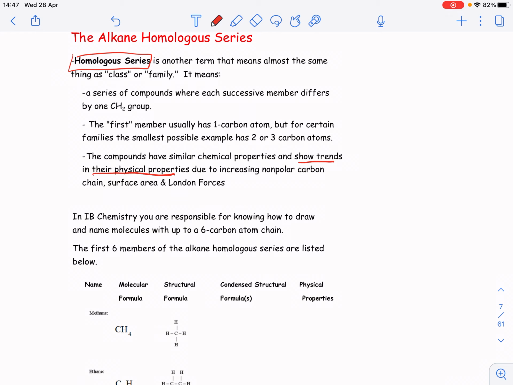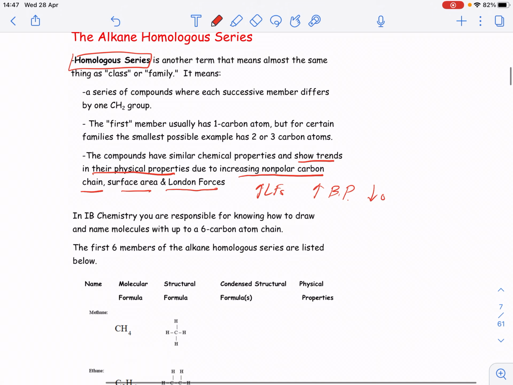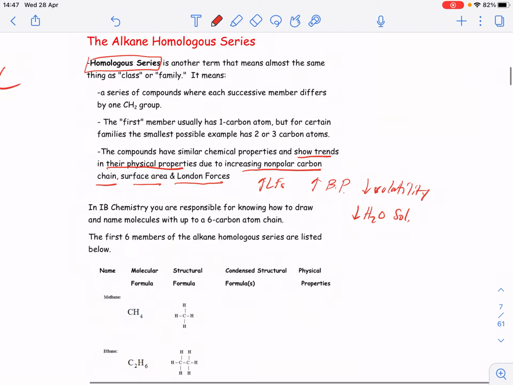Because as that carbon chain increases, you're increasing the nonpolar carbon chain of the molecule. You're therefore increasing surface area and increasing London forces. So typically, as we increase London forces, we're going to see boiling points go up, and volatility go down. But we're also going to see water solubility go down because the percentage of the molecule that is nonpolar is increasing as we increase that carbon chain. Okay, so that's the term homologous series.